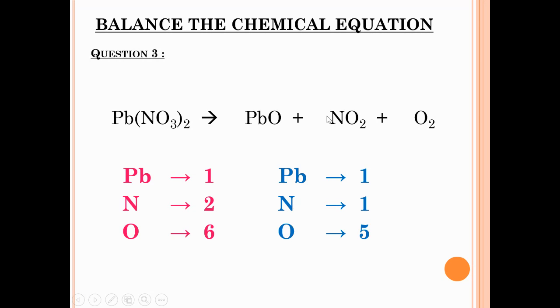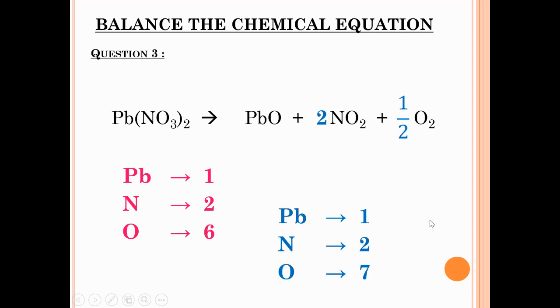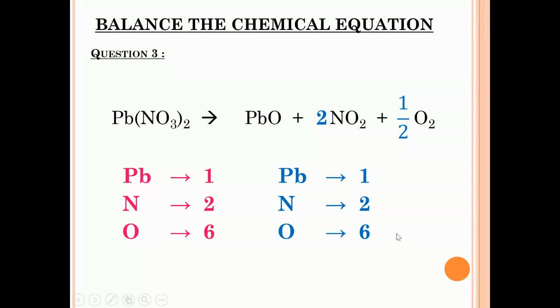Nitrogen here is 2. Small can make big, big cannot make small. So we make the small become big. So we put 2 here. When you put 2 here, the oxygen has changed. Oxygen is 1 plus 4 plus 2. 1 plus 4 is 5, 5 plus 2 is 7. So now we can see nitrogen is already balanced and oxygen is not balanced. So what we're going to do is put 1/2 here. When you put 1/2 here, the chemical equation is now balanced.